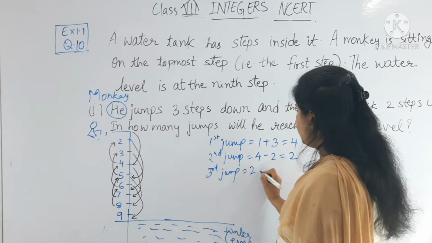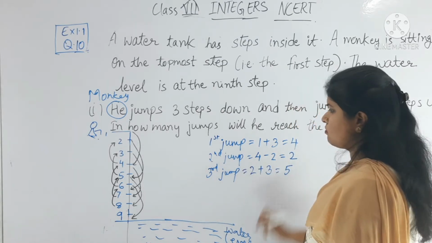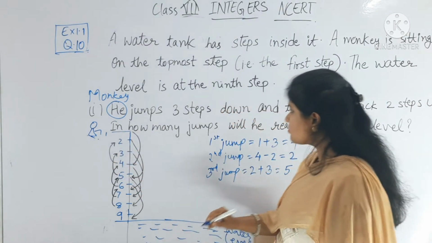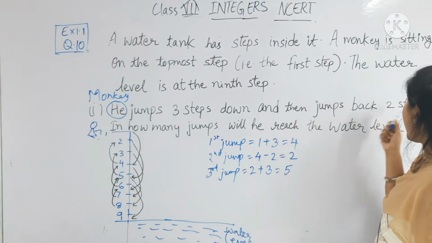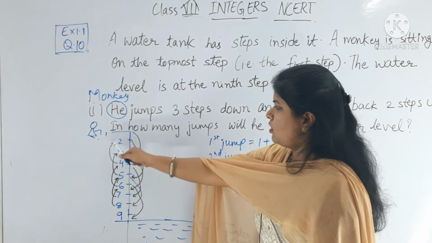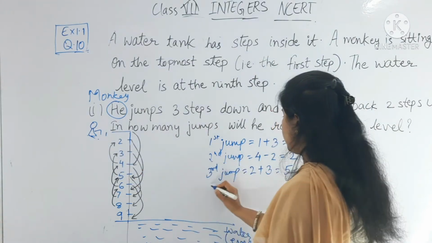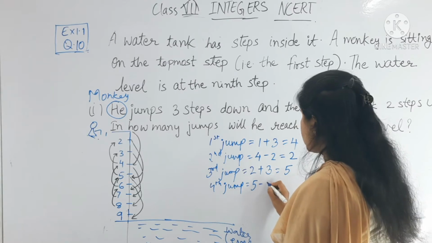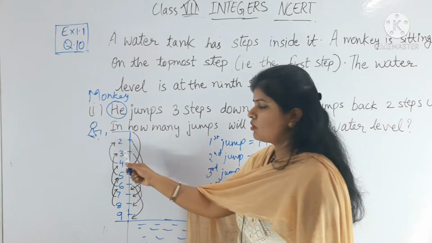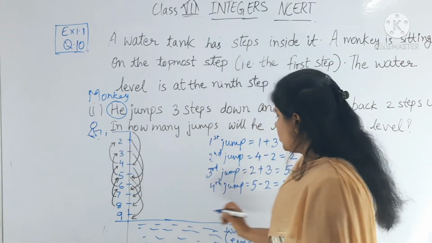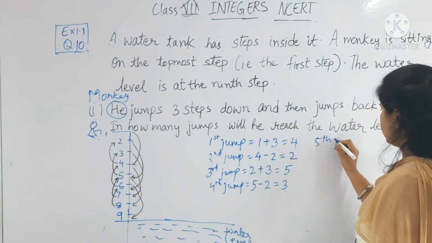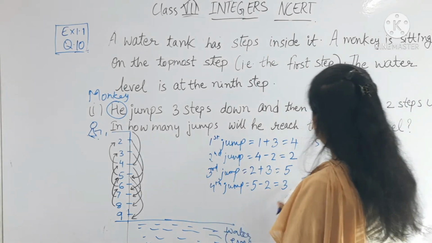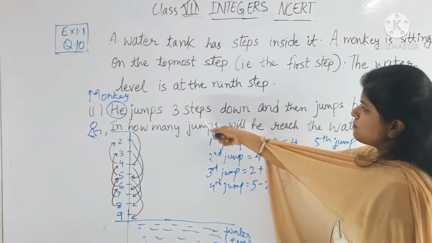2 plus 3, that is 5. So he comes to the fifth step. After that he jumps back two steps up. So from the fifth he goes back. In the fourth jump, 5 minus 2, that is 3. Now he comes to the third step. Now in the fifth jump, where will he go? From the third step, 3 steps down.